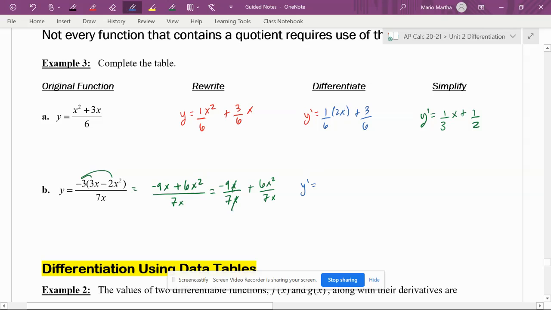Right? This goes away, and then we can now pretty much differentiate to find y prime. So y prime, derivative of a constant, negative 9 over 7, is 0. And then one of these goes away. So the derivative of x is just positive 1. So my y prime would be 6 over 7. And then my final simplification would be pretty much the same thing.